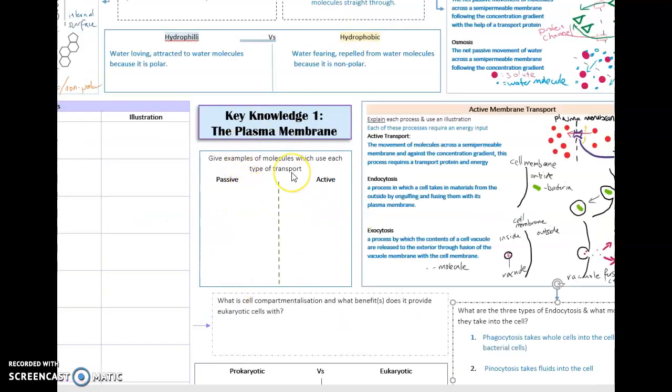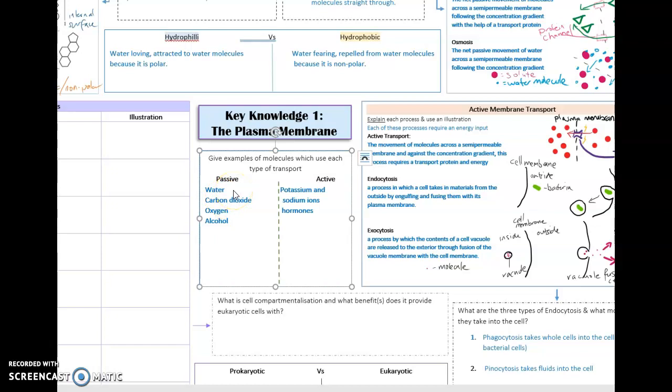Okay, right in the middle here we have to give examples of molecules which use each type of transport. Passive transport tends to involve molecules that are small and don't have much charge, so they can sneak across the plasma membrane. It also involves molecules that are following the concentration gradient. Whereas active transport is any molecule that's got to work against the concentration gradient, or something that's particularly bulky, like maybe the insulin that's produced in your pancreatic cells. The only way for it to get out is through exocytosis.